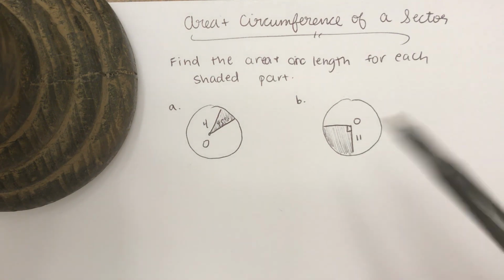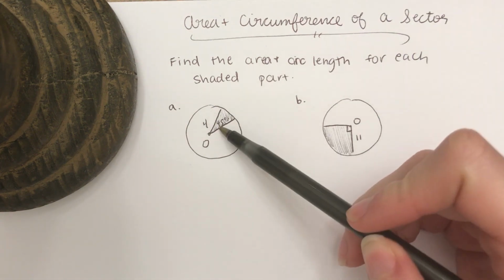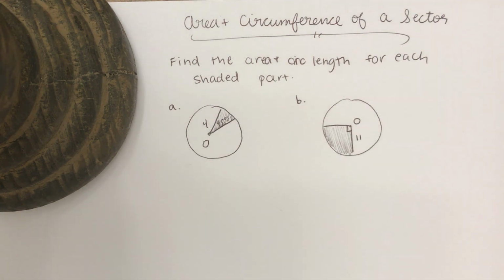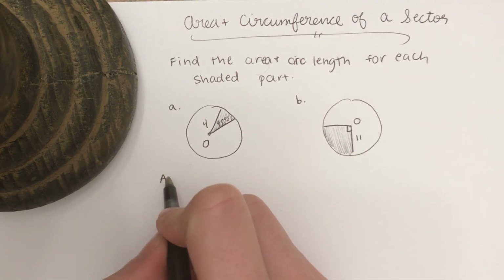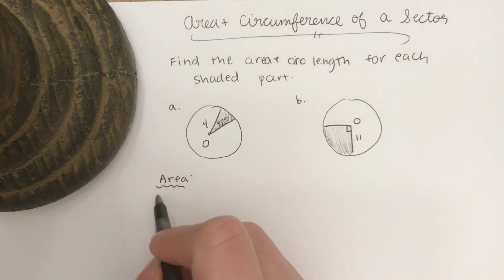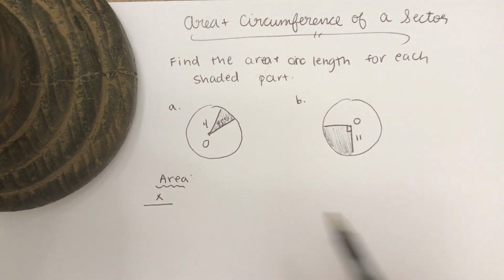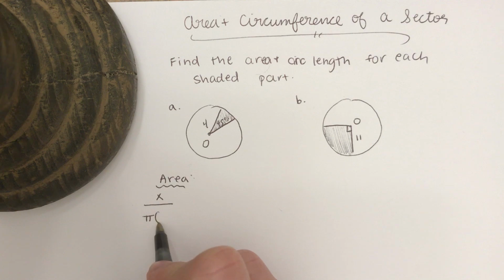But let's go ahead and start with A. We've got a radius of 4 and a central angle of 45. First, if we want to find the area, let's look at the area of this shaded part here. I'm looking for the area. That's my part. The whole thing is the entire area, which is pi r squared, the formula for area. And so we're going to plug in a 4 for the radius.